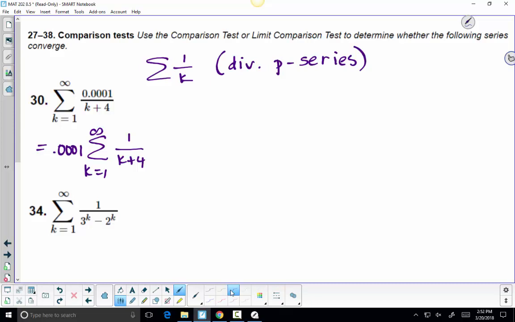So let's first check. Can we do a direct comparison? So we come over to the side. We've got our 1 over k. We've got our 1 over k plus 4. Now we have to establish the inequality symbol. Does it work? Let's see. Bigger denominator, smaller fraction value. So does the direct comparison work? No, because the series b sub k diverges. So it can't tell us anything about a smaller series. So direct comparison: inconclusive.